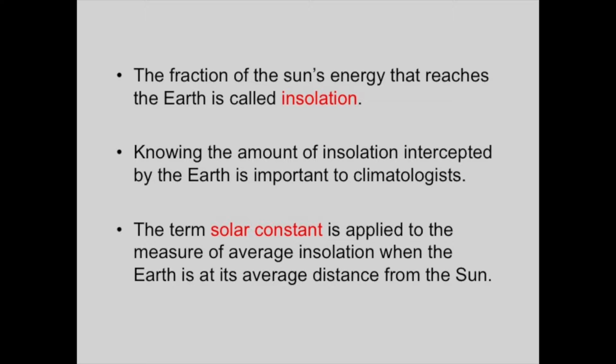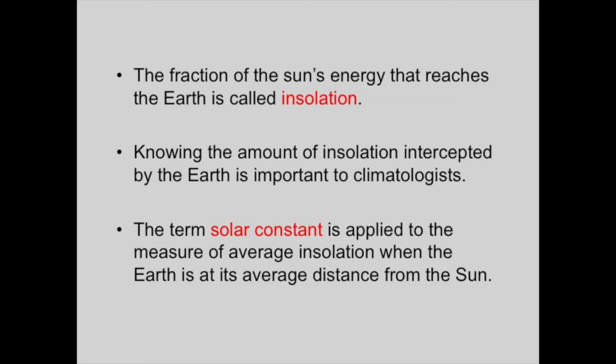And we know that there is a seasonal fluctuation in terms of this distance from the sun. The term perihelion is applied to that portion of the Earth's orbit when the Earth is closest to the sun. This is when the northern hemisphere experiences winter, usually around January 3rd. At that point, we are approximately 91 million miles away from the sun.